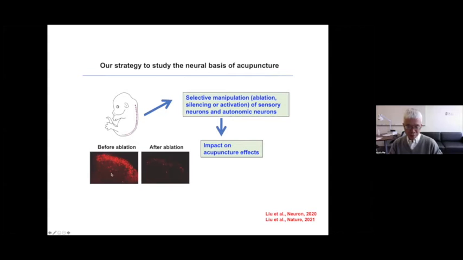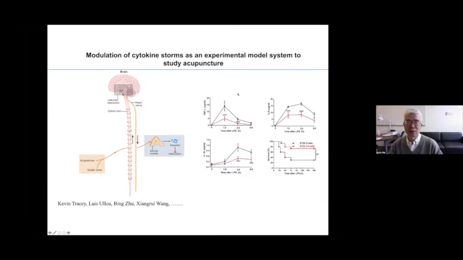So for many years, we have been mapping the spinal circuits as a basic idea of how we study the basis of acupuncture. We use a genetic tool to manipulate sensory neurons and autonomic neurons, then study how that manipulation impacts the acupuncture effect. One of the model systems we study in animals is, because you need a robust assay anytime you want to study.